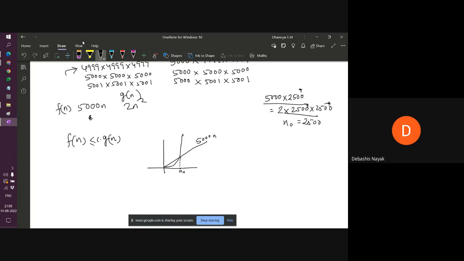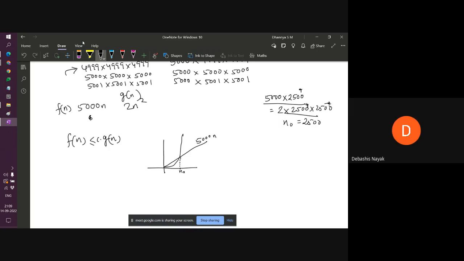But ma'am, we have to find n0, no? Because n0 is a threshold value. Yeah, but we have to find that f of n and g of n first. Then we have to proceed for that. We also have to find from which point f of n is in.